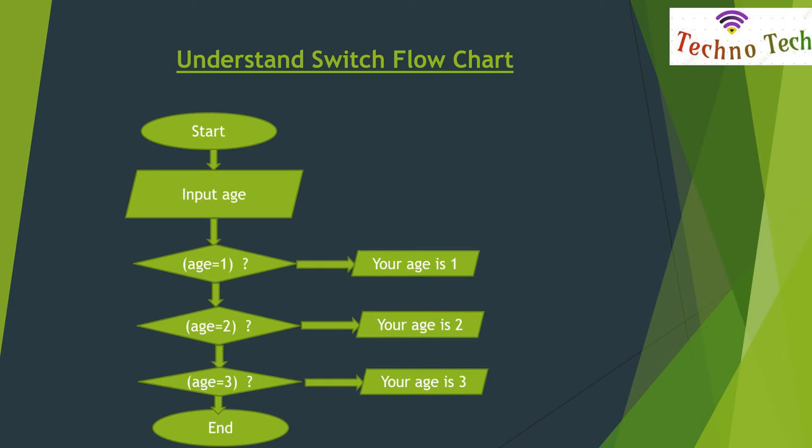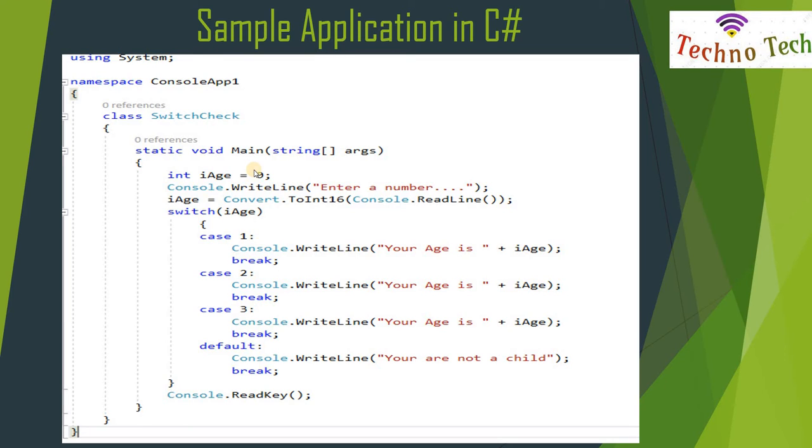Let's move to the next slide and understand the program practically, how we can write the program with a switch statement. You can see the program written here. So let's go to Visual Studio and we'll understand how we can write the program and how we can get the output for the switch statement. Let's switch to Visual Studio and we'll see the program.